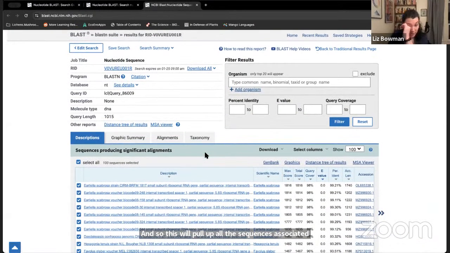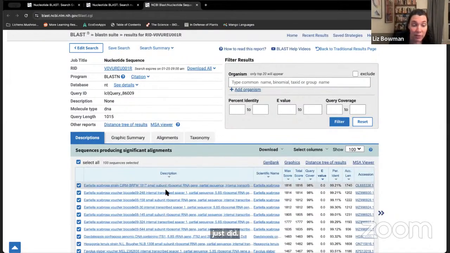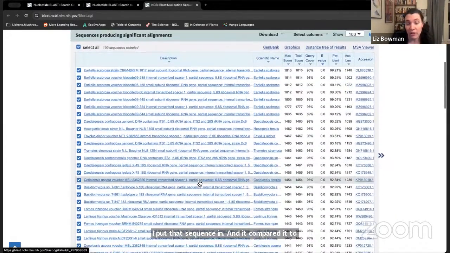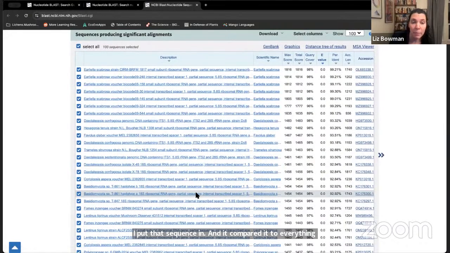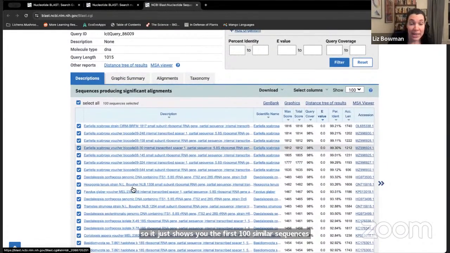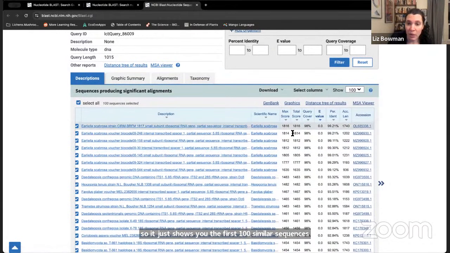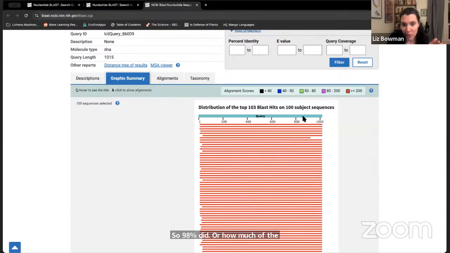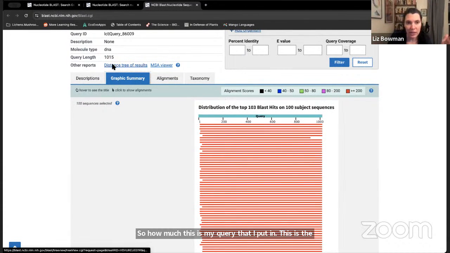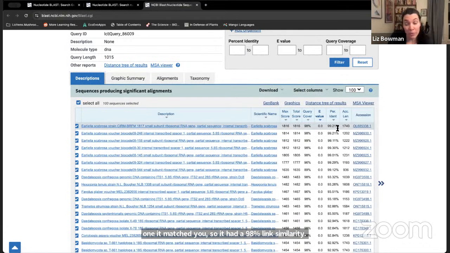Okay, so this was the BLAST that I just did. I put that sequence in and it compared it to everything. It just shows you the first 100 similar sequences that pop up. So you have the name here, and then over here, it gives you a score. The query cover shows how much of the query matched, so 98% did. Let me go to the graphic summary. This is my query that I put in, and this is the one it matched to. So it had a 98% query cover, and then 99.21% of the bases match.